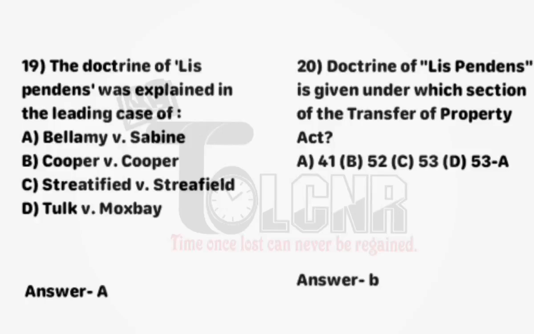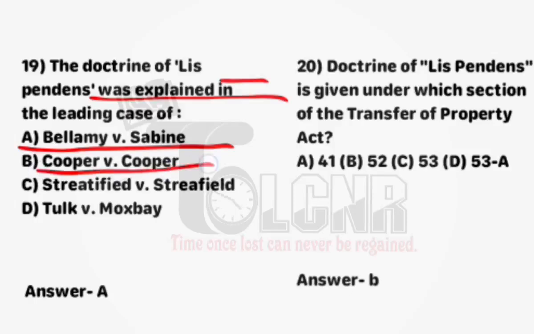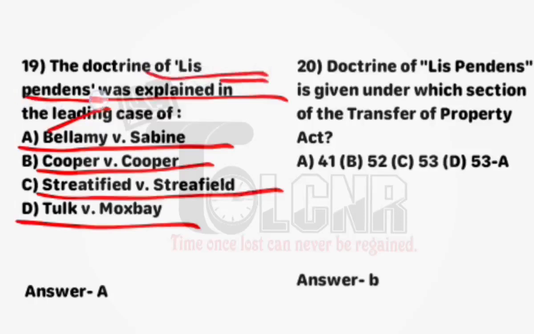Next question is, the doctrine of lis pendens was explained in the leading case of. First option is Bellamy versus Sabine, second option is Cooper versus Cooper, third option is Stratified versus Stratifield, fourth option is Tulk versus Moxby. Option A is correct, Bellamy versus Sabine. The doctrine of lis pendens was explained in the leading case of Bellamy versus Sabine, right?